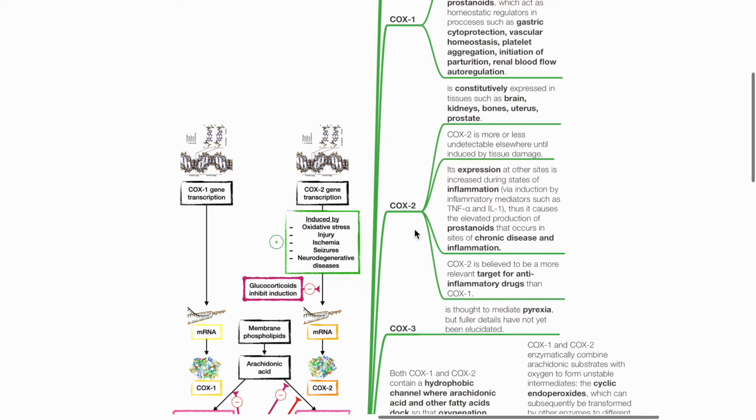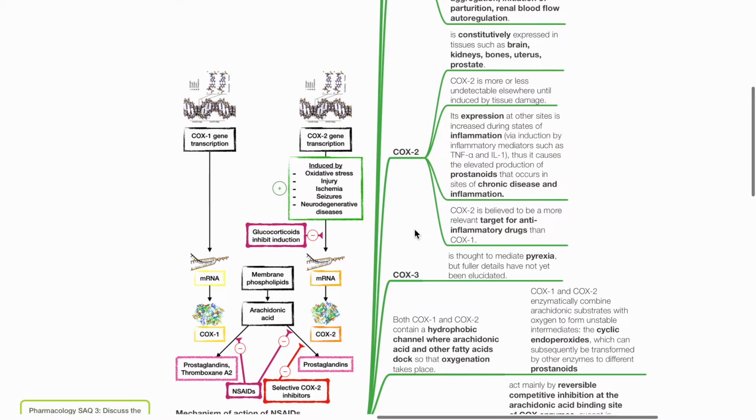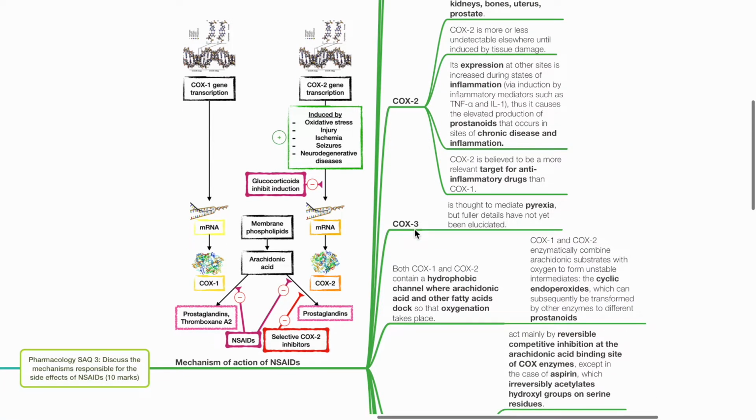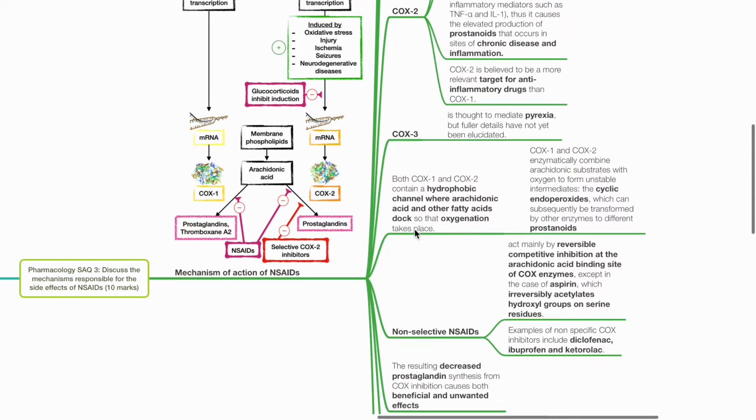Its expression at other sites is increased during states of inflammation via induction by inflammatory mediators such as TNF-alpha and IL-1. Thus, it causes elevated production of prostanoids that occurs in sites of chronic disease and inflammation. COX-2 is believed to be a more relevant target for anti-inflammatory drugs compared to COX-1. COX-3 is thought to mediate pyrexia, but fuller details have not yet been elucidated.